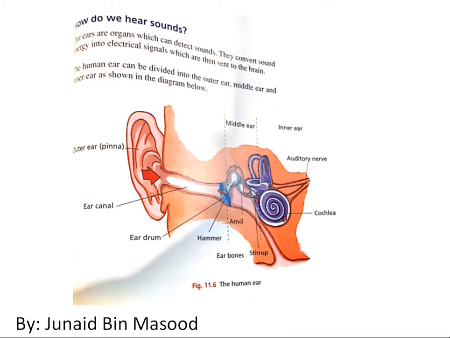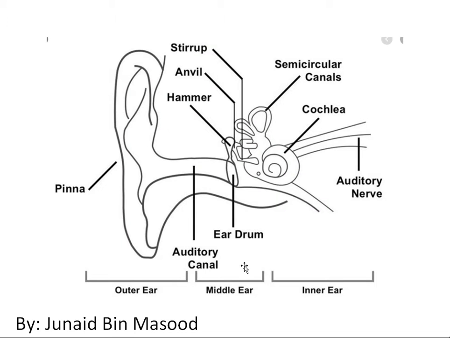And the human ear basically has three parts: the outer ear, the middle ear, and the inner ear. So this is, you could say, a clearer diagram. The outer ear consists of the pinna, and then comes the middle ear, which contains the auditory canal, eardrum, and the three bones: hammer, anvil, and stirrup. And the inner ear consists of the cochlea, which has a fluid, and the auditory nerve.